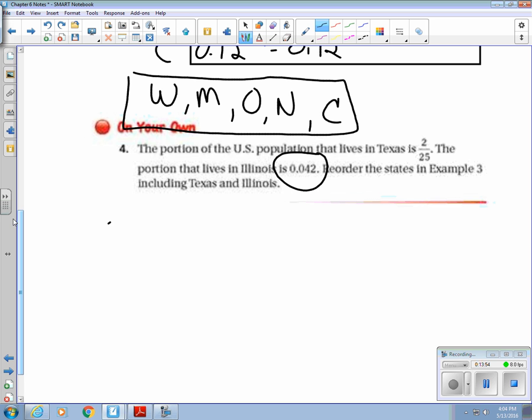So the first thing that I need to do is figure out what is 2/25, which represents Texas. What is that going to be as a decimal? So Texas is 2/25. I have to change that into a decimal, and when I do that, either by long division or calculator, I get 0.08. Illinois is already 0.042.